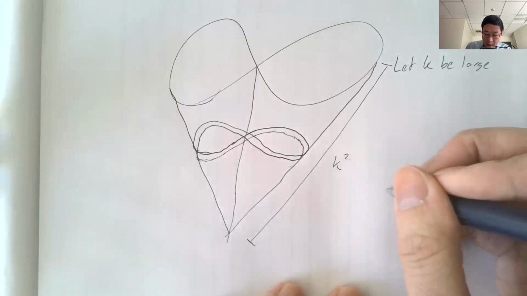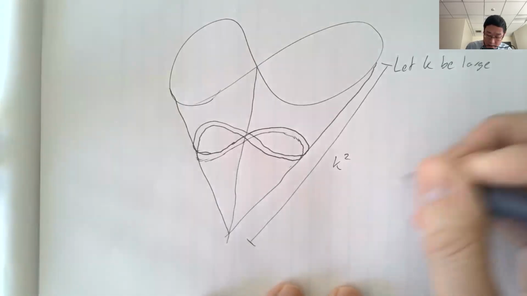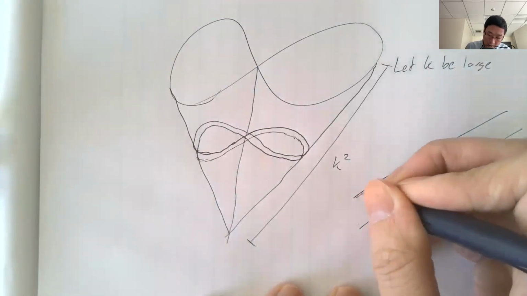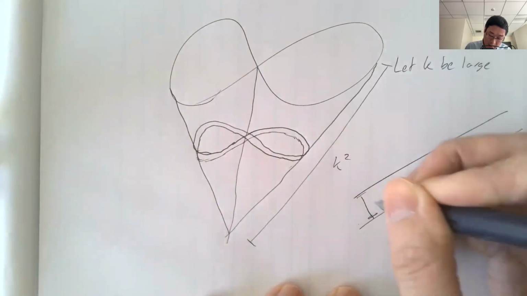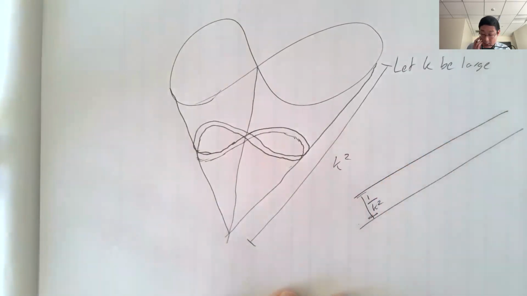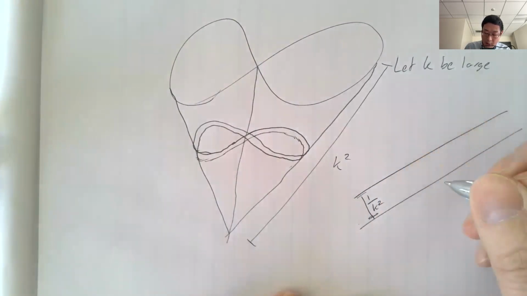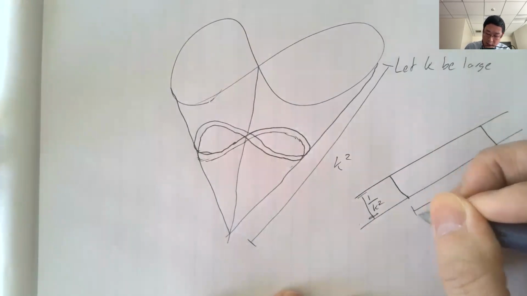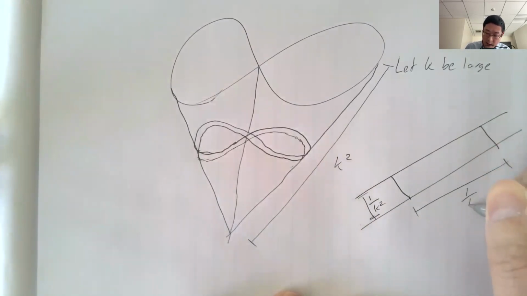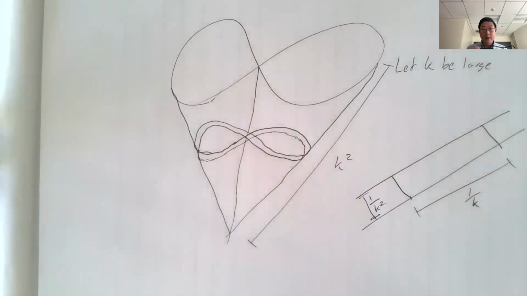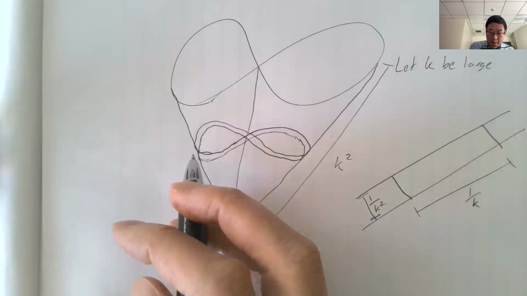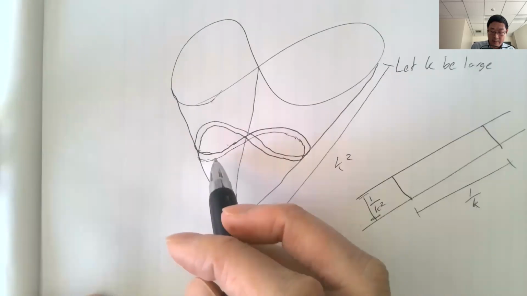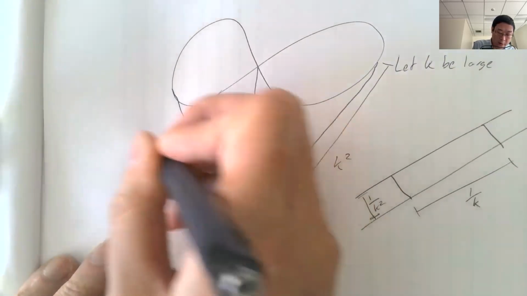We're going to then take each of those k squared strips. Maybe this is a piece of one of these strips. So the distance from one side to the other is about 1/k². We're going to take each of these and divide them into k segments. So the distance from here to here is going to be about 1/k. Now, what can we say about these strips? Each of these strips has signed area 0 because it's based on a curve with signed area 0.